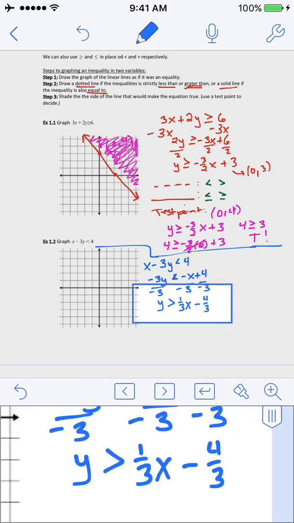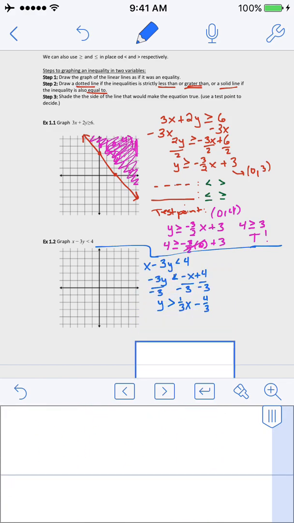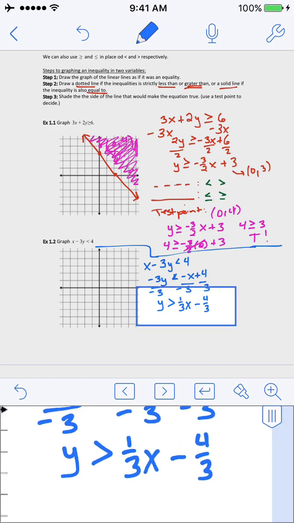So we have to watch out for that. We've now switched the sign because we were dividing by a negative. So now y is greater than, okay? That, again, is not something that's guaranteed to happen. It's just that you have to watch for that. If you end up dividing by a negative, you're going to have to switch that sign.